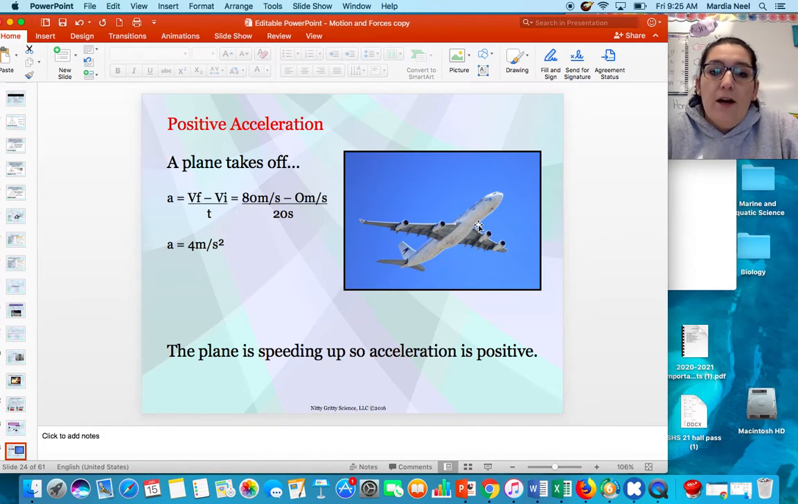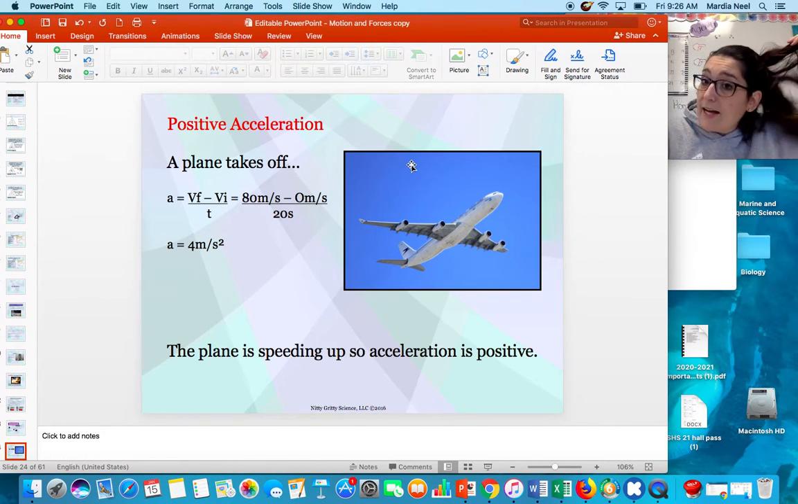Our plane takes off. We don't know what our plane's initial place was, but we know its initial velocity was 0. It took off from rest. So that might not always be given. You might have to look for words like from rest, or it comes to a rest, or it comes to a stop, meaning its final position is 0. But we'll get to that. So let's look at this one first still. So a plane takes off from rest.